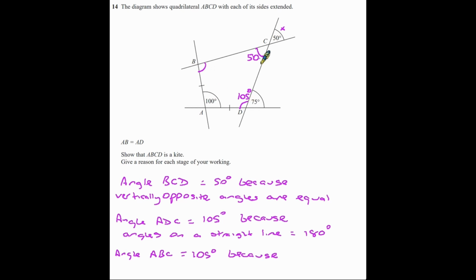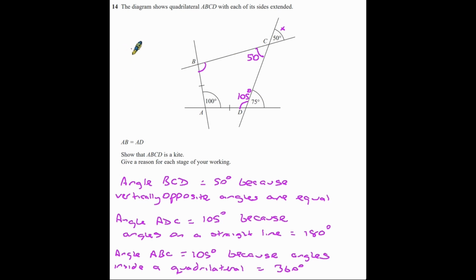The law that we're going to use is that angles inside a quadrilateral, so I have to write all that out, and it is important that you do write all these laws out. Angles inside a quadrilateral add up to or equal 360 degrees. So let's check this out.